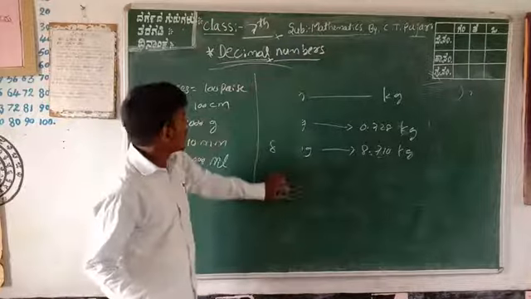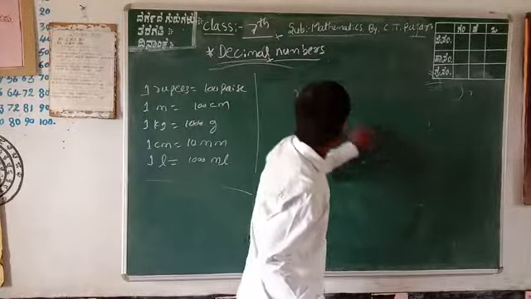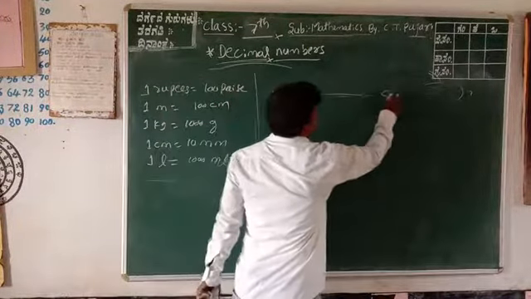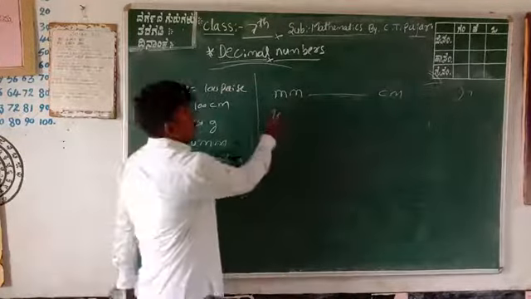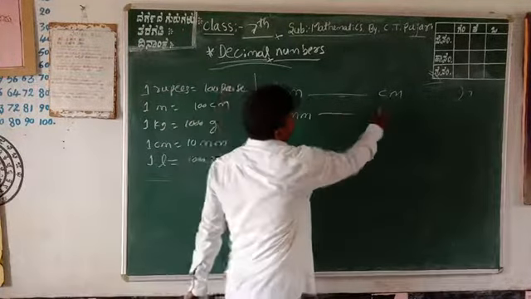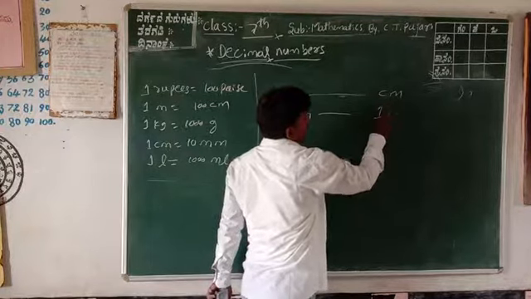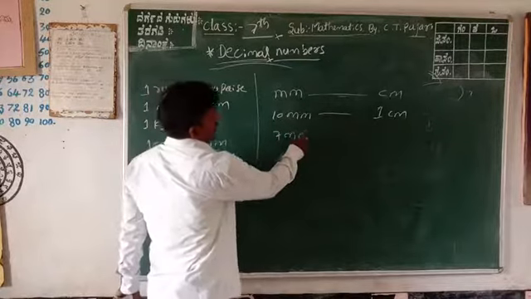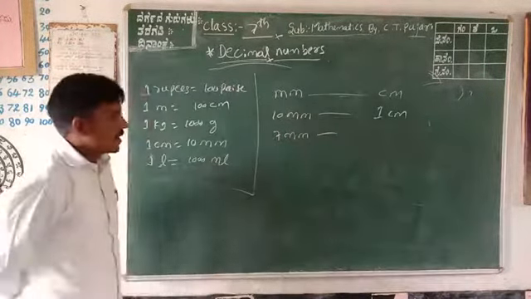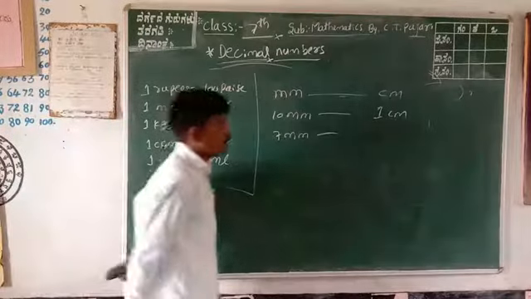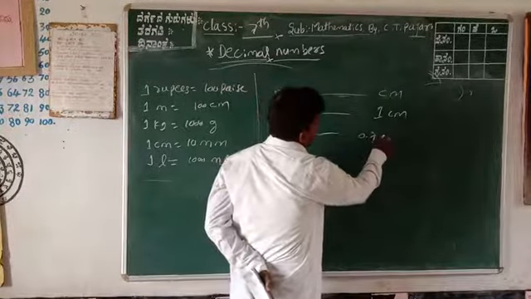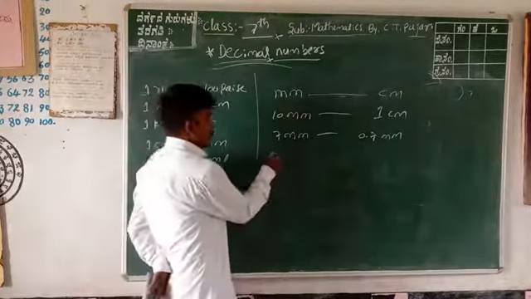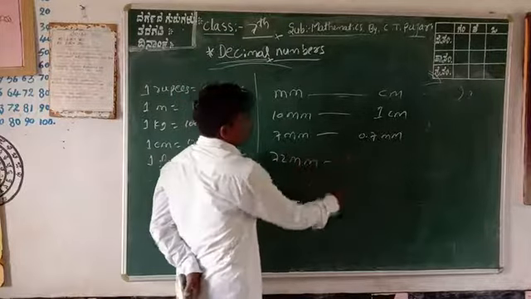Next one, centimeter and millimeter. Millimeter to centimeter. 10 millimeter is equal to how many centimeters? That is exactly 1 centimeter. What about 7 millimeter? 7 millimeter is equal to how many centimeters? That is 0.7 centimeter.